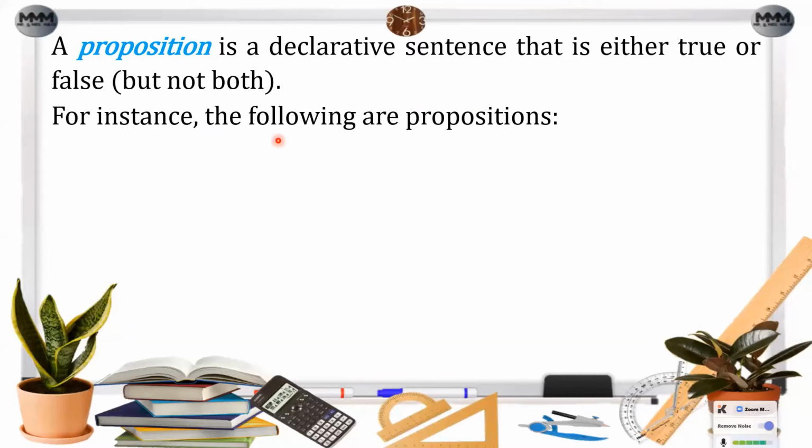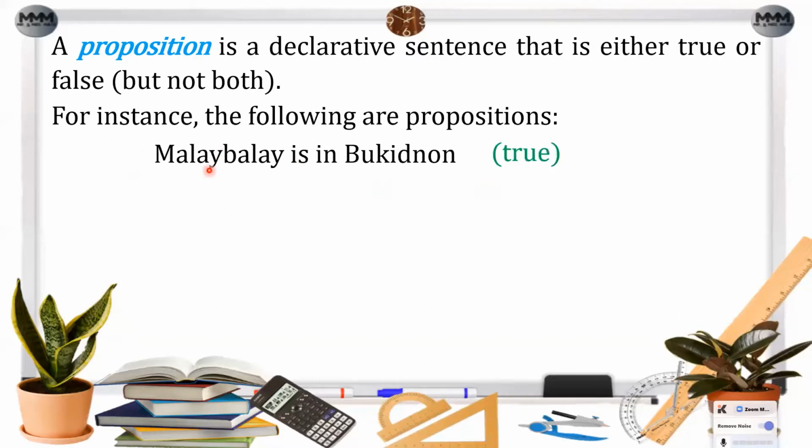So let's have some examples. You have this statement here, Malaybalay is in Bukidnon. This is a proposition. It expresses a complete thought, and we can tell whether this statement is true or false. With this statement, we can say that it is true, because Bukidnon is a province and Malaybalay is part of Bukidnon. Hence, Malaybalay is in Bukidnon.